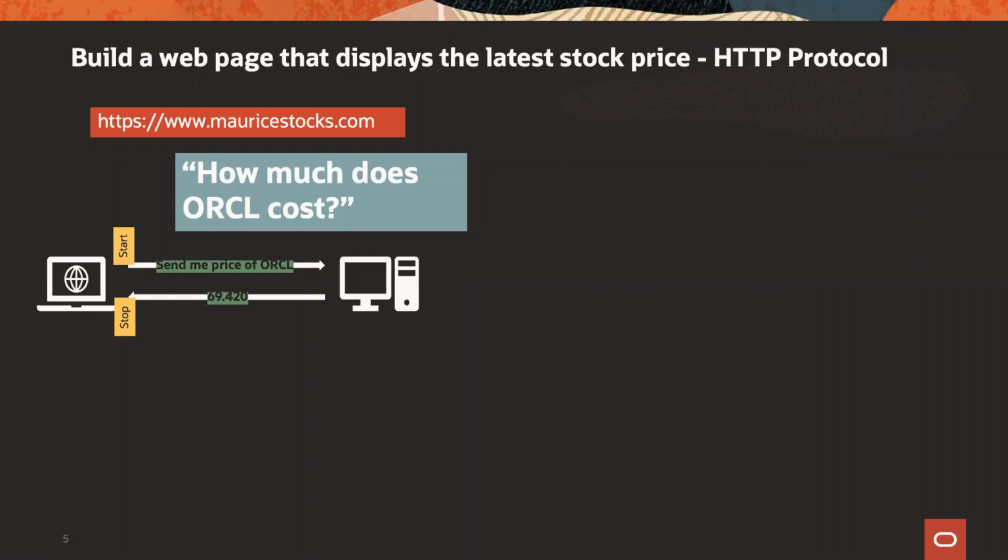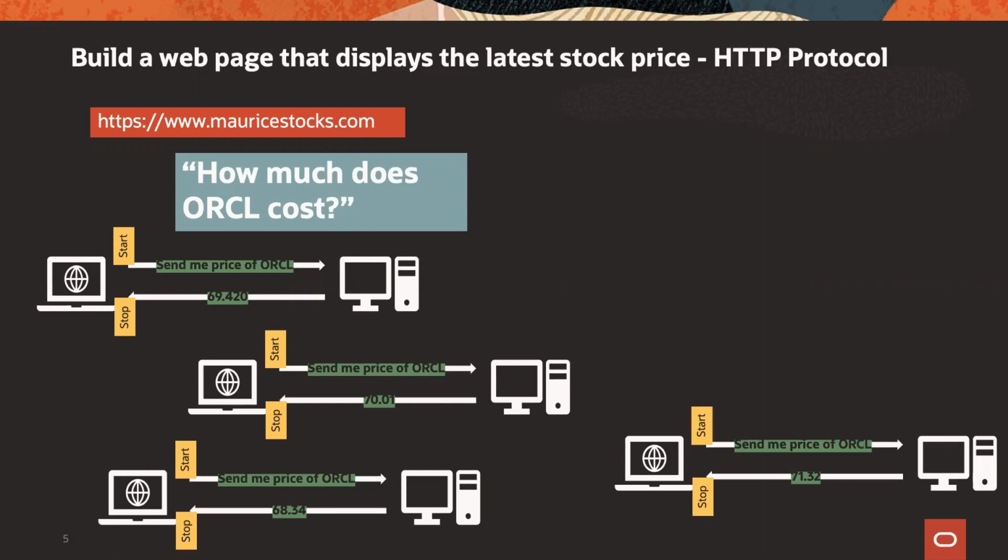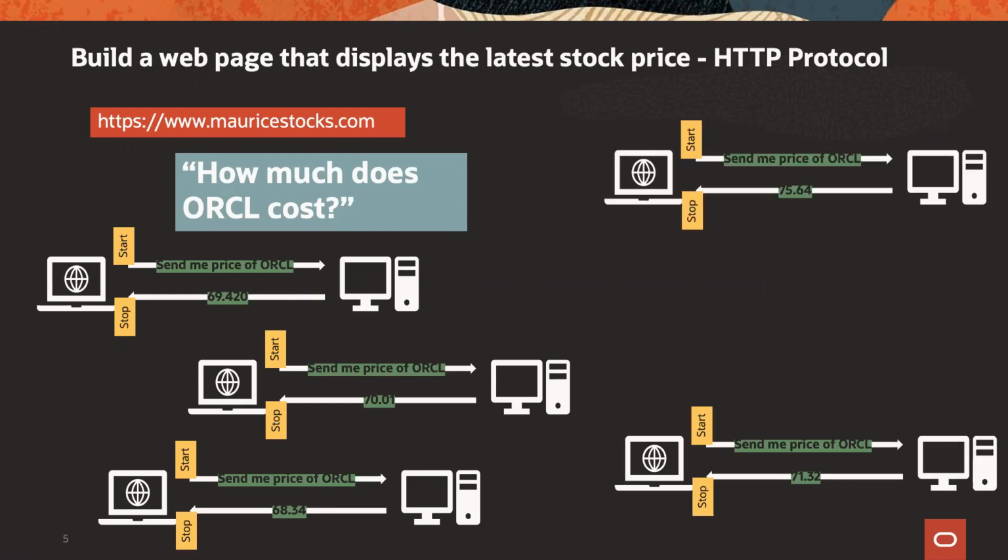All good so far. However, 2 seconds later, there has been an update in the Oracle share prices. If Maurice wants to see the updated price, he'll need to hit the refresh button to initiate another request response cycle. This would need to keep happening throughout market hours. With this approach, the outcomes do not look pleasant for Maurice. He might end up getting carpal tunnel syndrome, or even worse, he could damage his mouse.